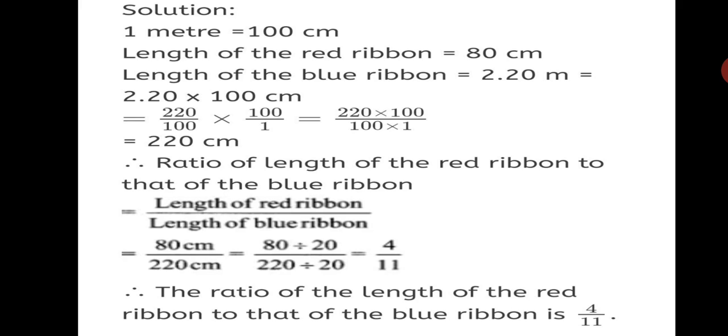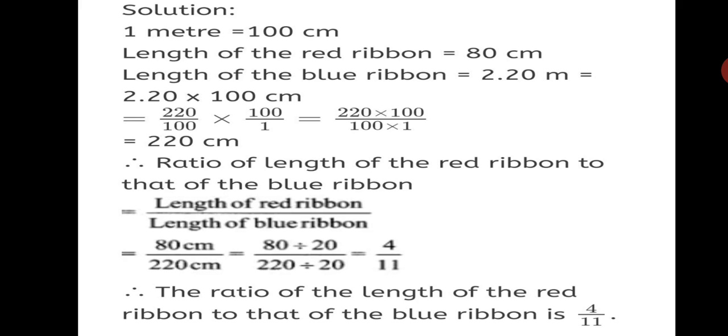Okay, from decimal form to fractional form, how to write you have already learned. Into 100 upon 1. So 100 and 100 is removed and you get your final answer as 220 centimeter. That means 2.20 meter is equal to 220 centimeter. Now we will compare the ratio.